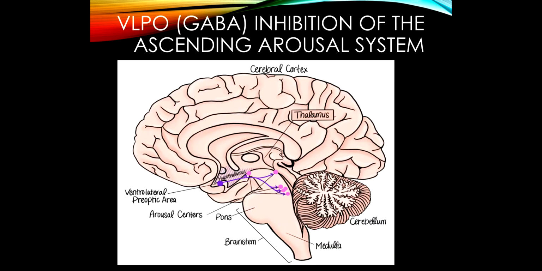All right, so what happens in this transition between wakefulness and sleep? Well, there's a very important area here, a part of the hypothalamus called the preoptic area. Okay, and there is a more lateral portion called the ventrolateral preoptic area and a more medial portion called the medial preoptic area.